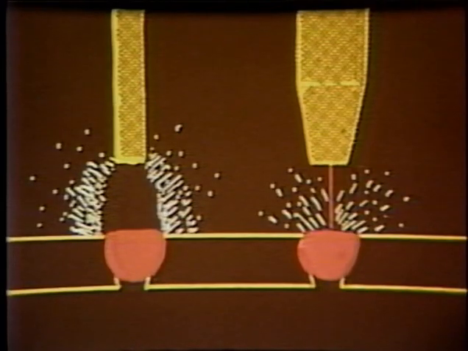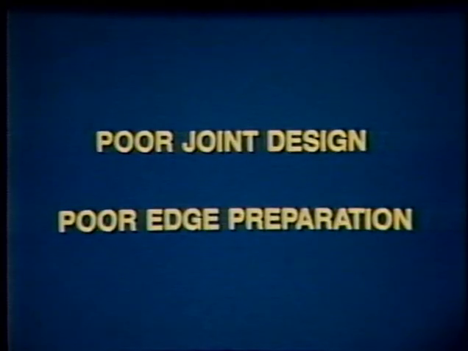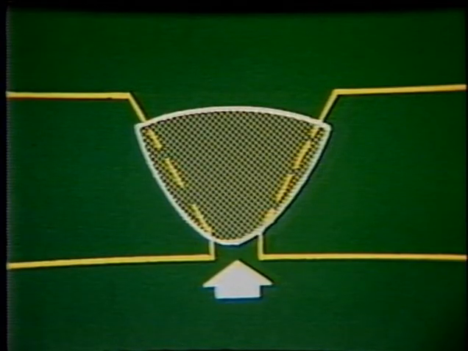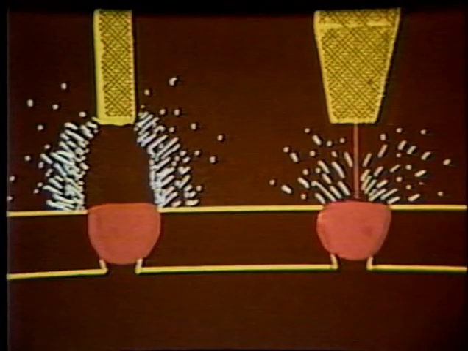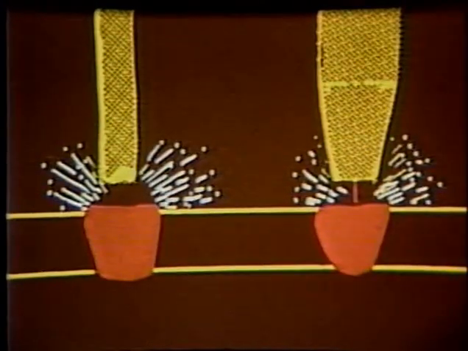Other contributing factors are an incorrect joint design or improper preparation of the joint edges. If a root opening is too tight or the groove angles are not wide enough, the weld metal may be restricted, causing lack of penetration at the root. To prevent incomplete penetration, it is necessary to ensure that enough heat is being used on a properly designed joint and that the welder or operator has the skill necessary to produce the desired weld.